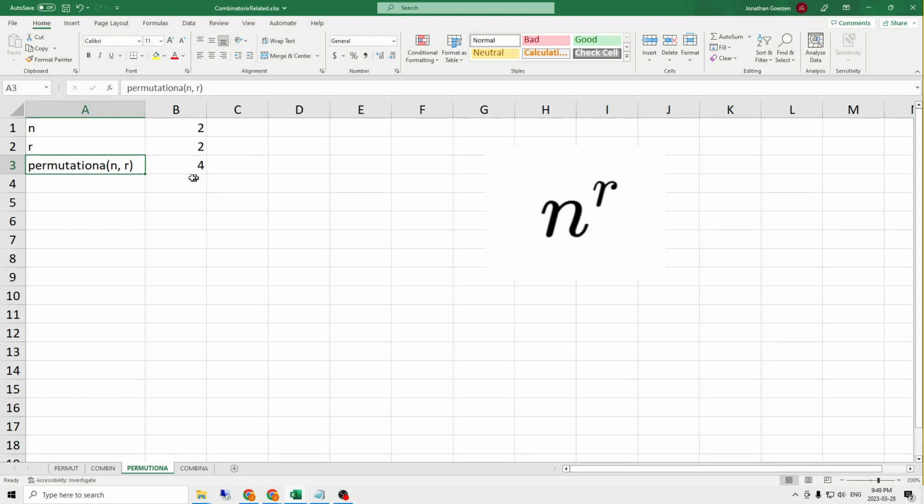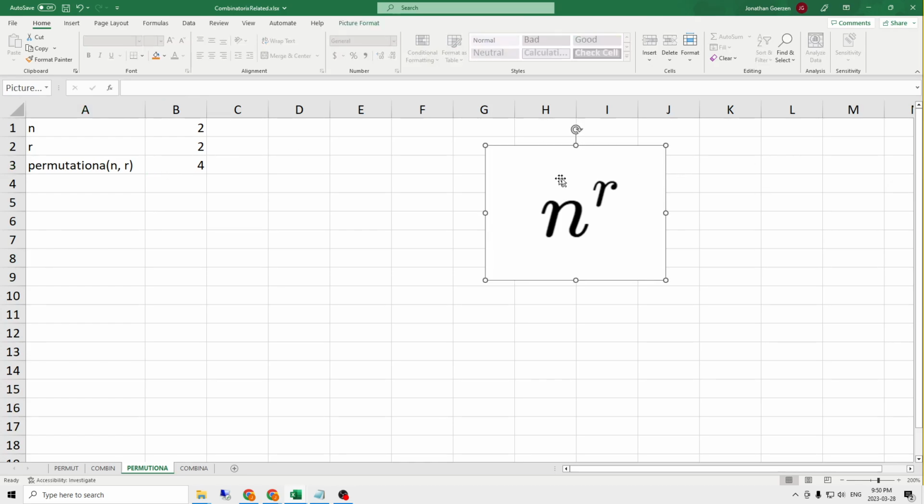Of all the combinatorics functions, this is the one that will result in the largest numbers for the smallest values n and r, respectively. That's because calculating the number of permutations allowing for repeats results in a function n to the power of r. Let's look at an example of this.